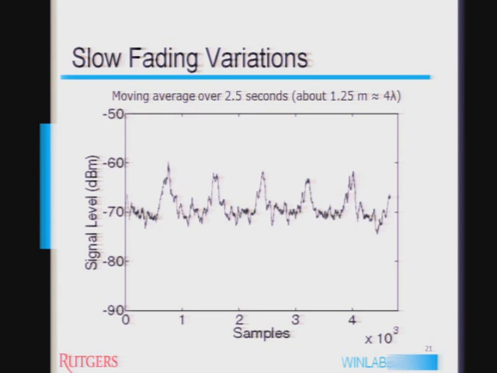When you say moving average, are your windows overlapped? It's a sliding window, sliding by one sample point. So it's 5,000 samples, or 4,800. It's 16 samples per second, and since it was done over 5 minutes, that gives about 4,800.